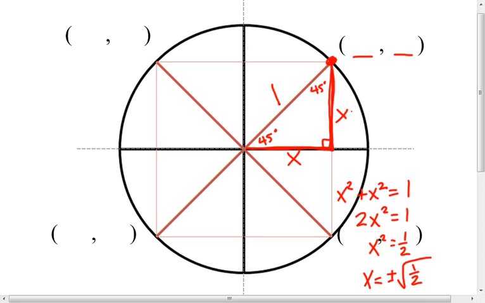Which means this distance right here is root 2 over 2, and this distance right here is root 2 over 2. So the coordinates are, then, to get to this spot up here, I go right root 2 over 2, and up root 2 over 2. So positive, positive. Okay? Over here, what will happen, I think you can figure out, is that you'll go left root 2 over 2 and up root 2 over 2. Well, left is negative and up is positive.